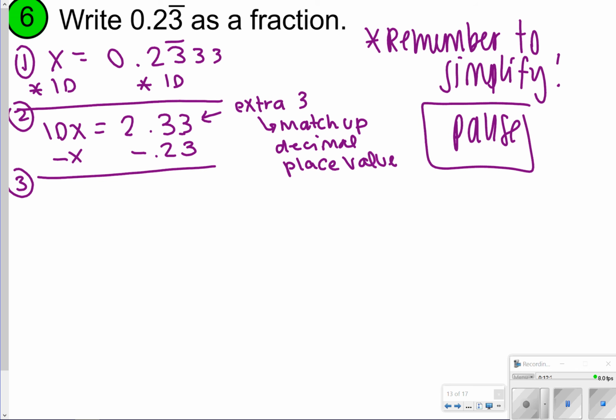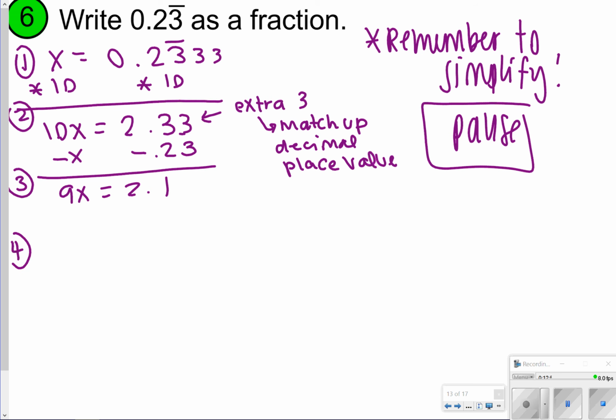Okay? When I subtract, I'm going to get 9x is equal to 2.1. So this is where our issue is going to come in here, but we can fix that easily once we're going here. Because 3 minus 3 is 0, 3 minus 2 is 1, and 2 minus nothing is 2.